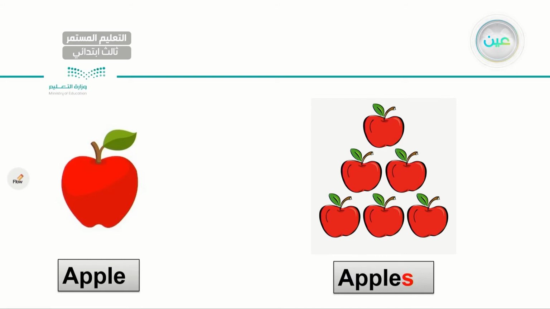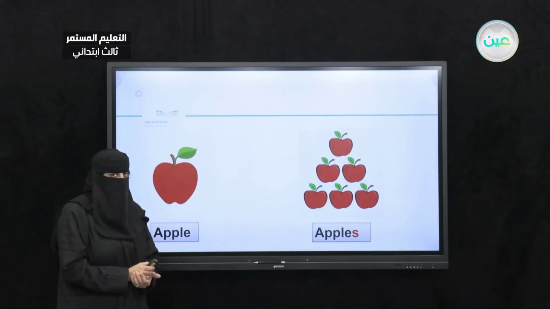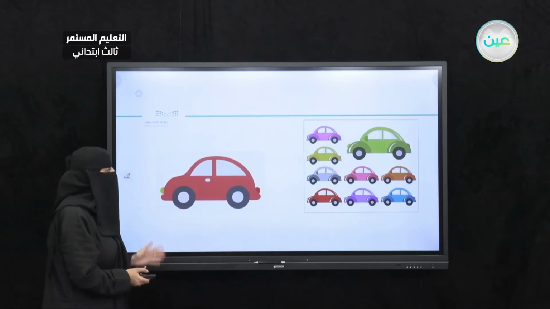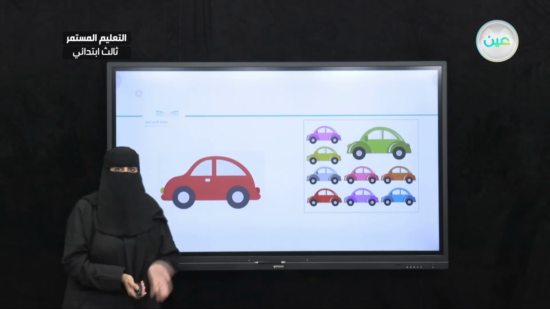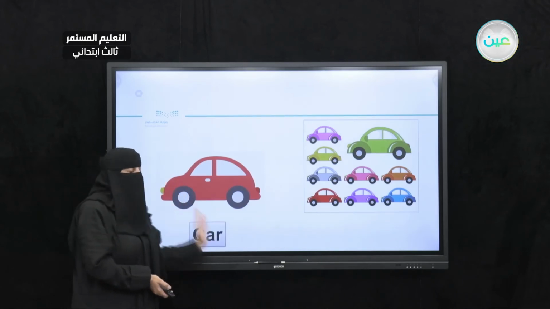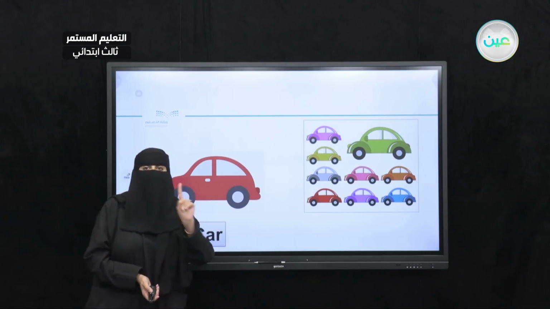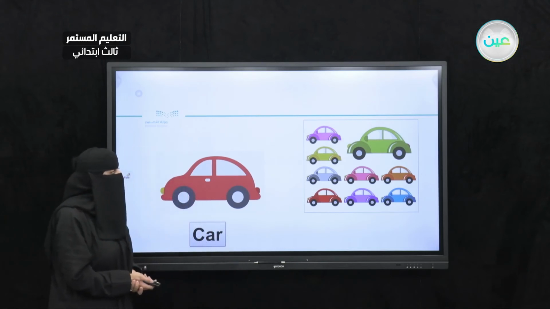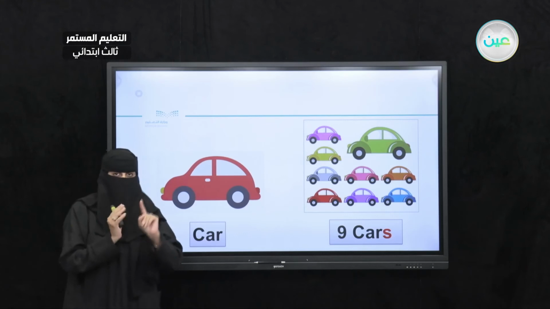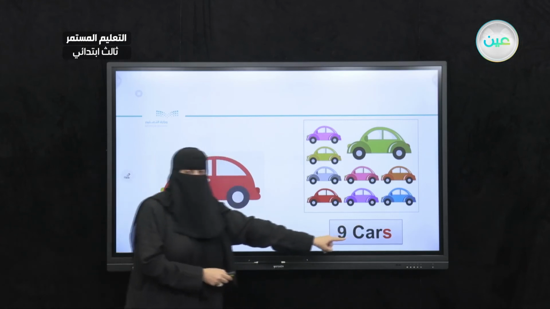Okay, so let's read them one more time. Apple, apples. Okay, singular and plural. Now let's go to the other one. Now help me out. I have, you can identify this, right? I have a car, singular, one car, right? And I have 9 cars, 9 cars. Don't forget that we have S for plural.